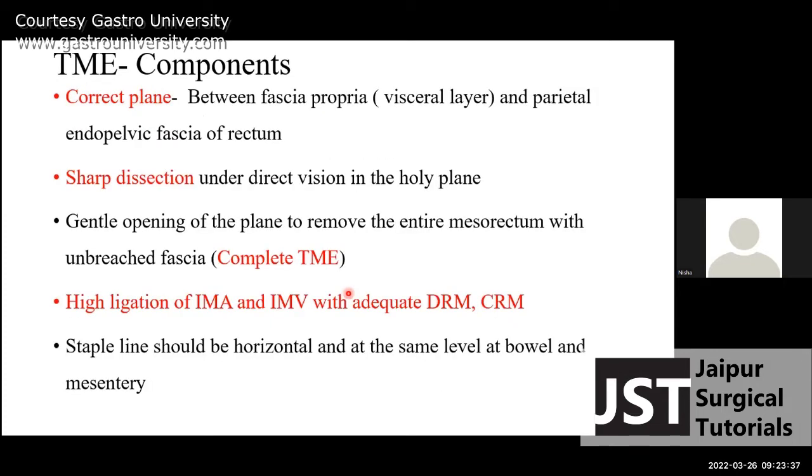Coming to the components of TME: to lie in the correct plane between the VLPF and the PLPF, to do a sharp dissection rather than a blunt dissection under direct vision, gentle opening of this plane to remove the entire mesorectum without breaching it, thereby achieving a complete TME, and high ligation of the IMA and IMV with adequate distal resection margin and circumferential margin. The staple line should lie horizontal and at the same level between the bowel and the mesentery.